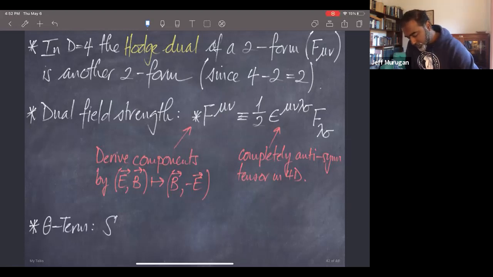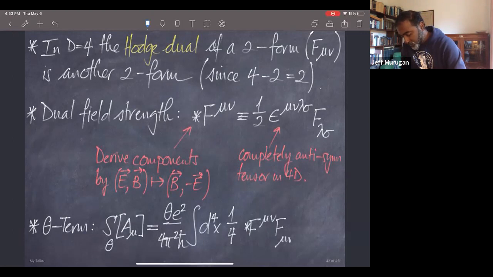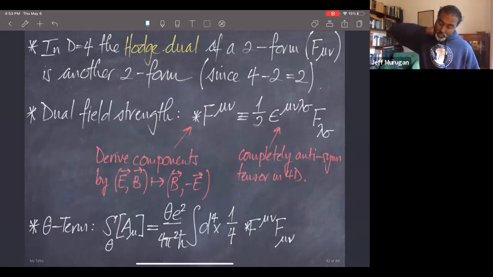And the theta term action, S theta, is also a function of A mu. And this guy is theta e squared over 4 pi squared h bar, integral d4x, a quarter star F mu nu star F mu nu. And I'm using Einstein summation here, so every time you see a repeated Greek letter, you sum over it.